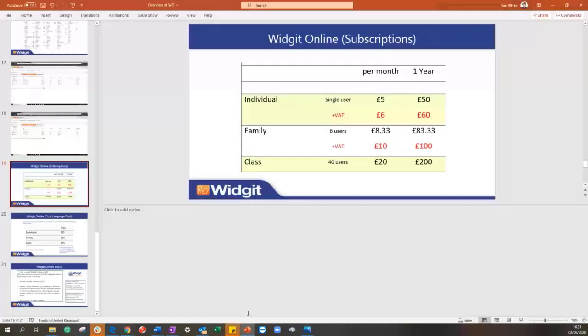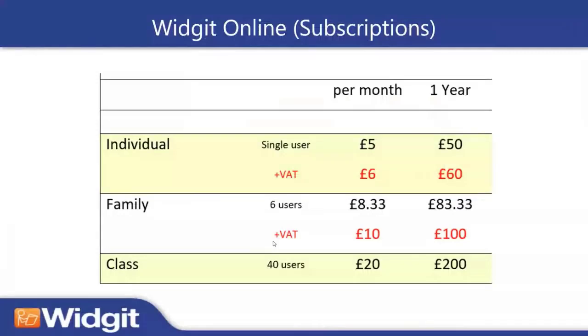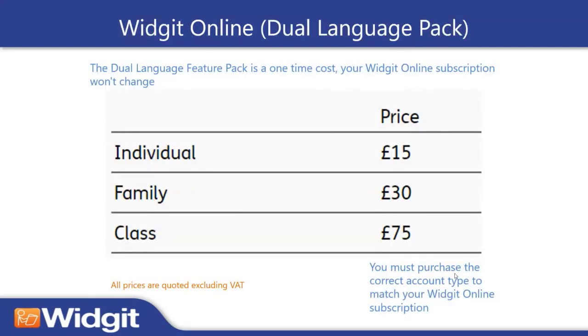Let me just get a couple of prices and things up for you. It is a subscription-based program. You can purchase the number of users that you wish to subscribe. So if that's just a single person in a school, you're looking at £50 a year plus VAT. Our family account is 6 users. Our class account is 40 users. We do have a small school account, 150 users, which comes in at £300 a year, and we can do quotes for larger schools and larger numbers of users as well. The dual language pack is an additional one-off cost, so it's only paid in the first year. You can see your prices there. For the small school, 150 users, that comes in at £150 plus VAT.